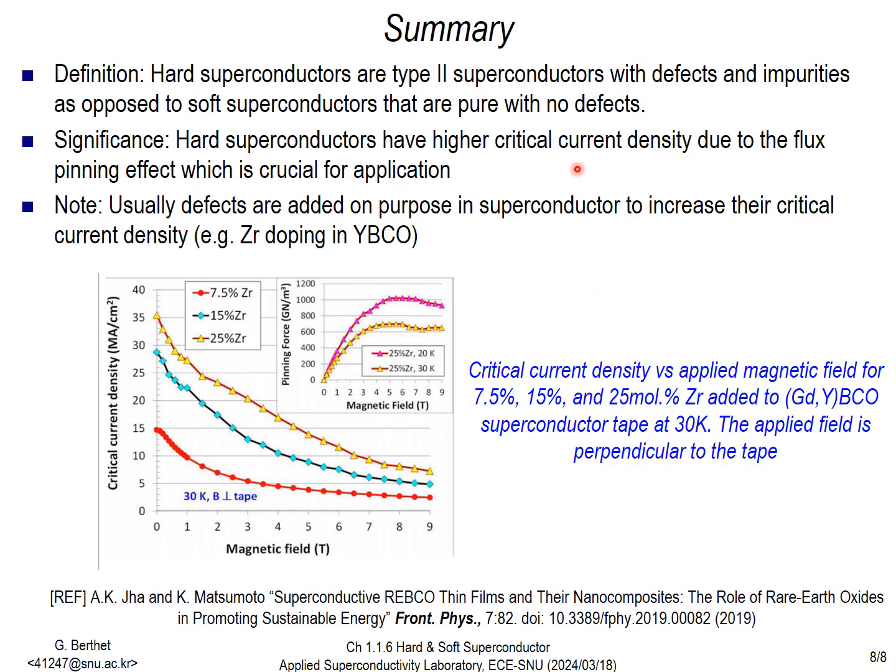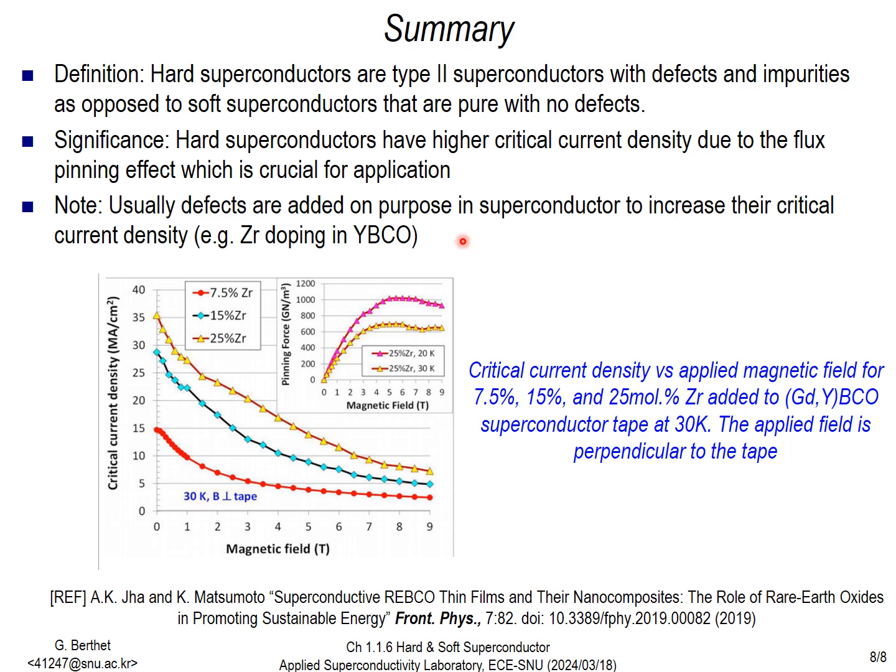To conclude, by definition, hard superconductors are Type 2 superconductors with defects and impurities, as opposed to soft superconductors that are pure with no defects. Hard superconductors, therefore, have a higher critical current density due to the flux pinning effect, which is crucial for applications.